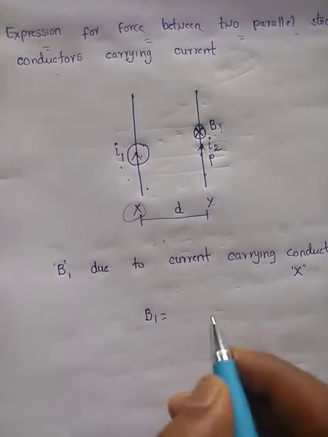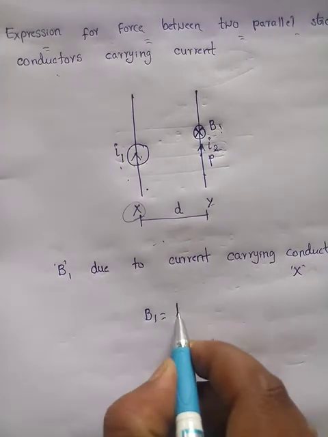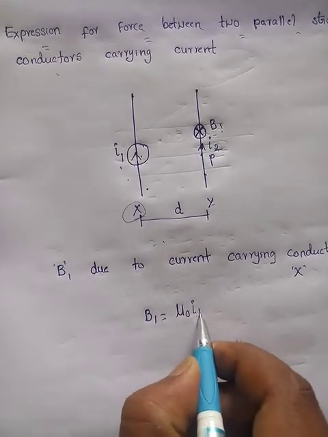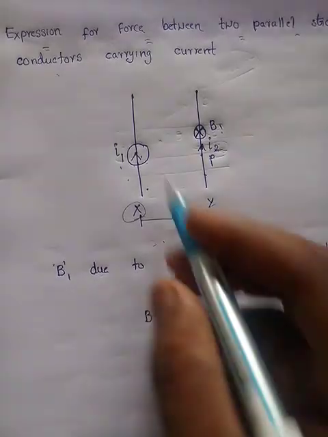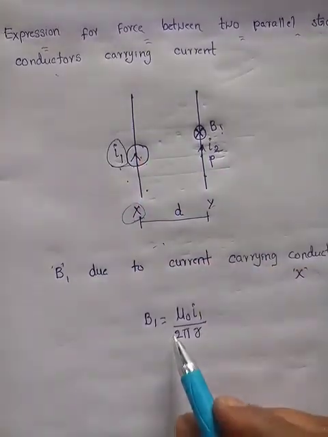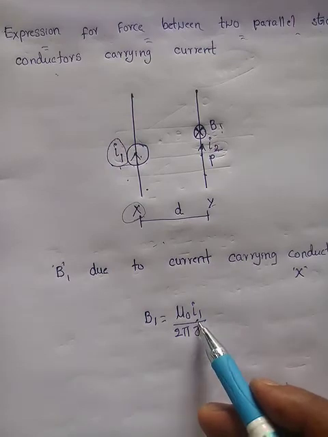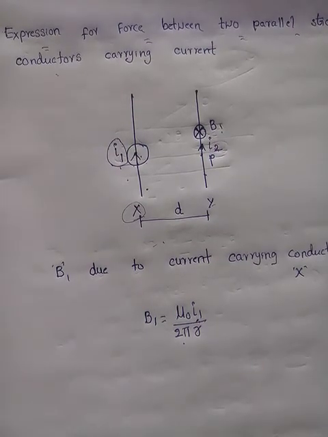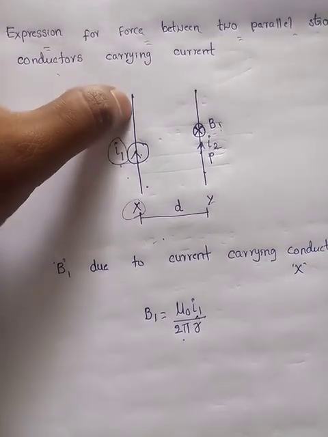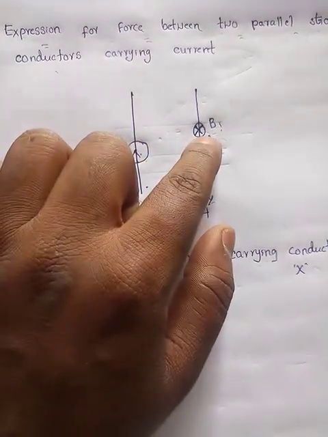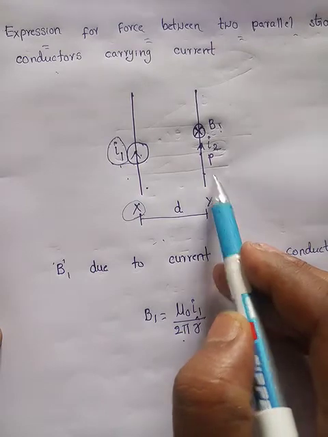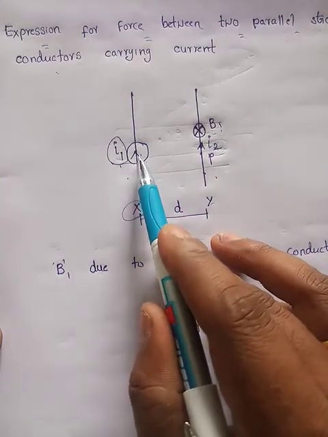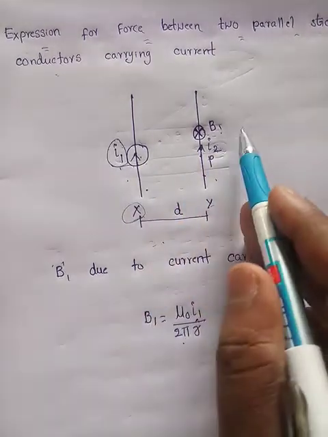B1 is equal to, we already proved, the magnetic field due to an infinite conductor: mu naught I1 by 2 pi r. Because the current carrying is I1, so mu naught I1 by 2 pi r. So this current carrying conductor produces magnetic field at P. Now this conductor is under the magnetic field of this one, right? So this exerts force on this one.